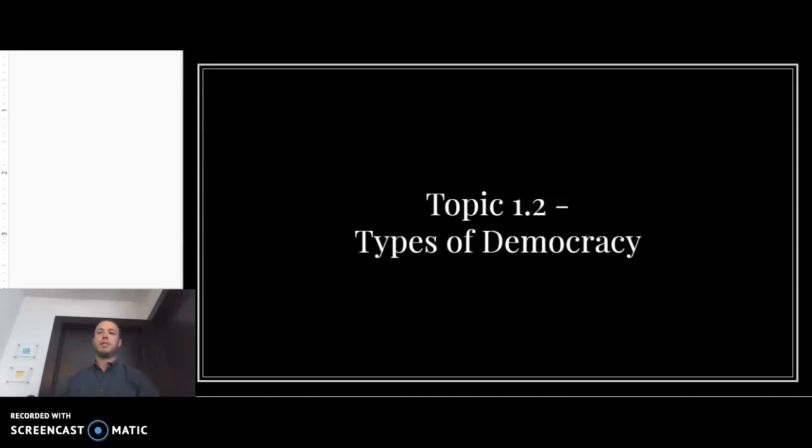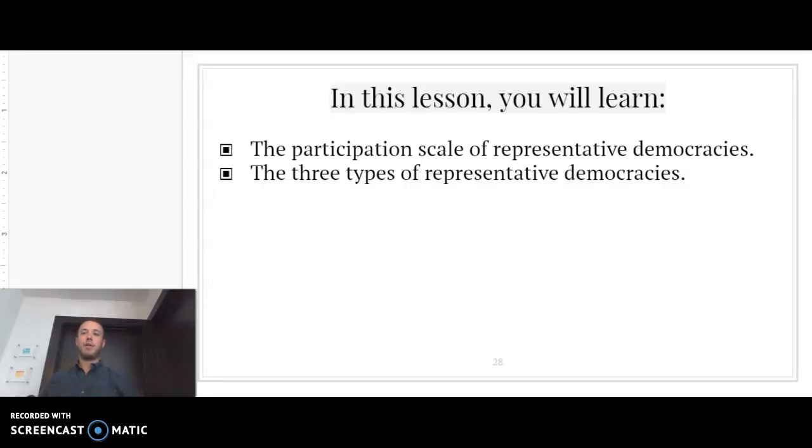Right, scholars, this is topic 1.2, types of democracy. Please make sure that you are paying attention carefully, and we're diving right in. In this lesson, you're going to learn about the scale that we have our democracies on. It's based on participation and what those three different types are. It's a pretty quick one, so let's go through it.